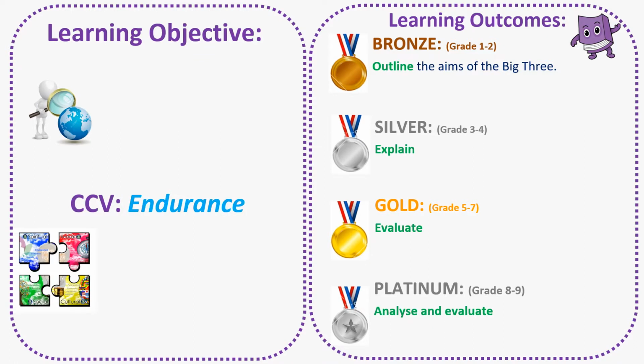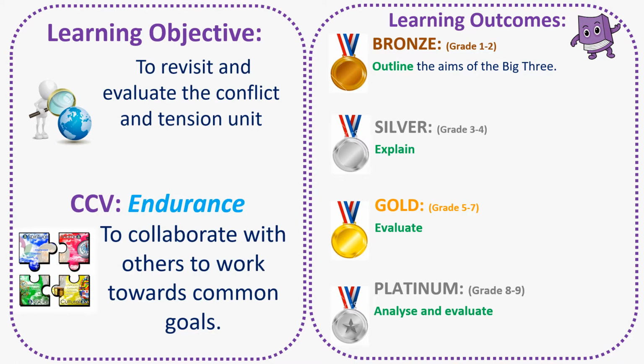So our objectives are to revisit and evaluate the conflict and tension unit. Our outcomes are we're looking at outlining, explaining, evaluating, analysing. So these are the usual sets of skills. I'll explain how each of them applies to each question in particular.